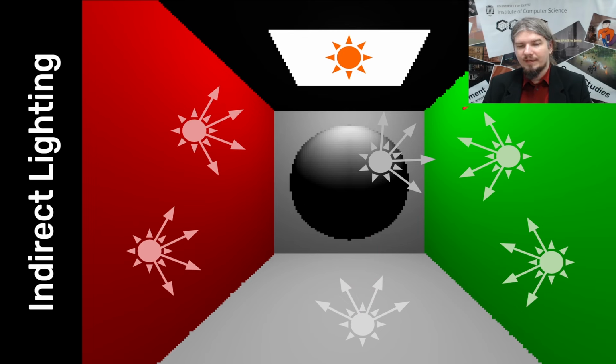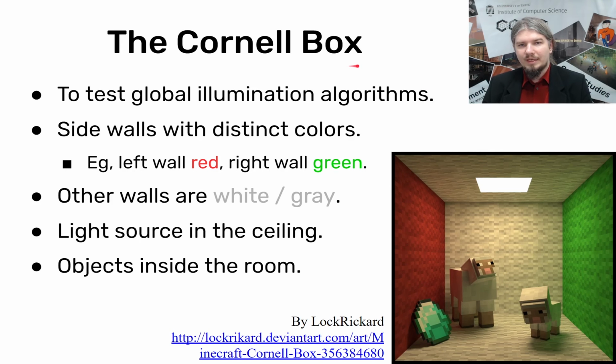This scene that we have created, where there is a red wall on one side and a green wall on the other side, is generally called the Cornell box. So it's this box where we have differently colored walls on either side, we have a light source in the ceiling, we have some objects in our scene. This is a specific scene that is used to test global illumination algorithms.